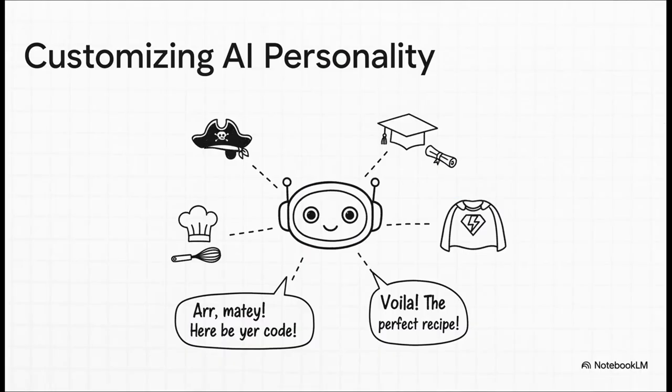This is where you graduate from being a prompter to being an architect. With system instructions, you're not just asking a one-off question anymore. You are giving the AI a personality, a role, a set of rules. You can tell it to be a sarcastic pirate or a super helpful coding assistant or to always format its answers in a specific table. You're basically customizing its entire behavior from the ground up.